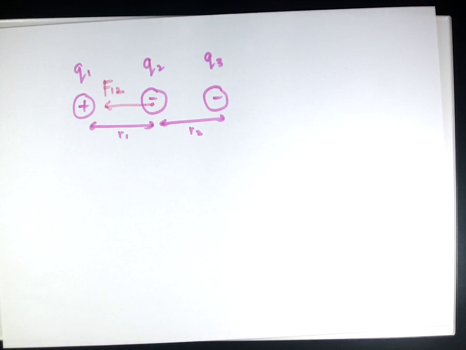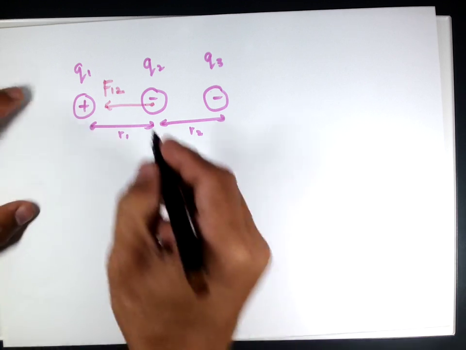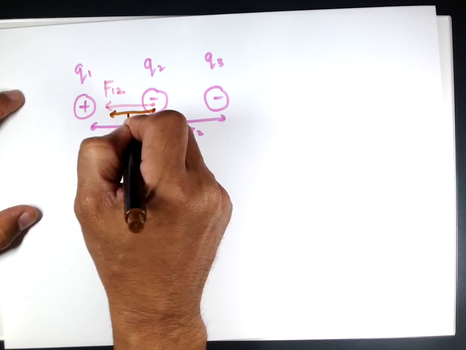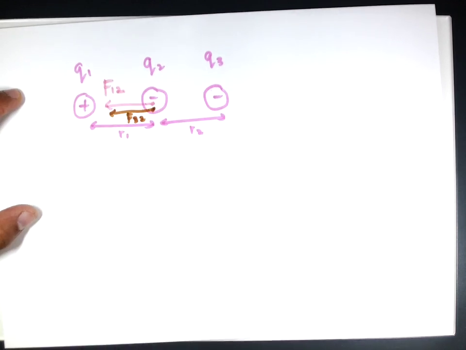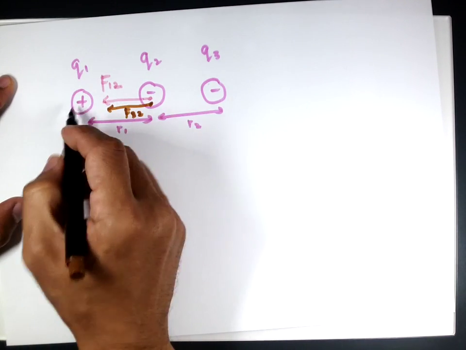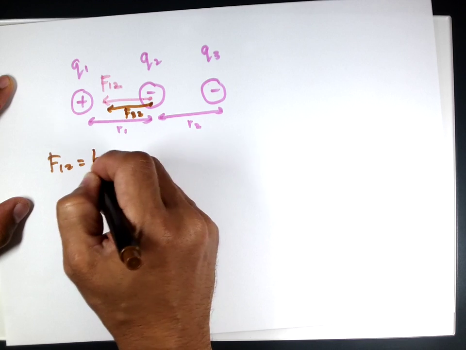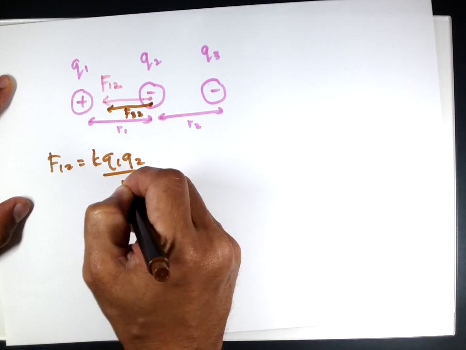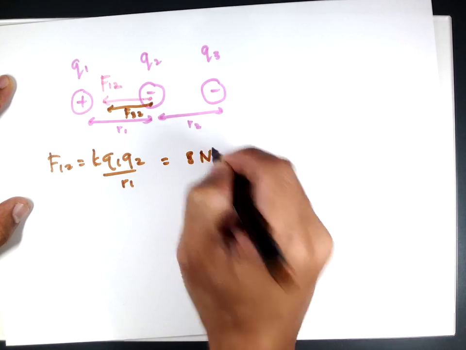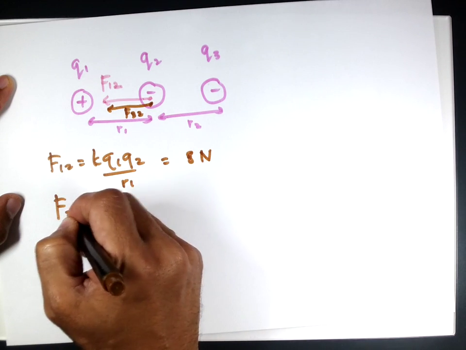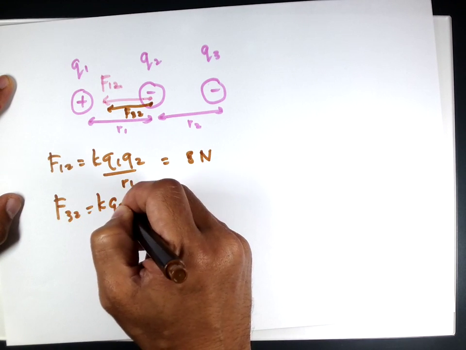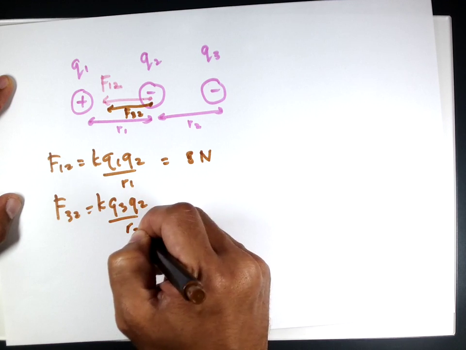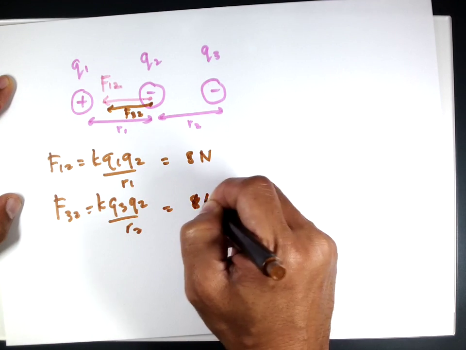Then Q3 acts on Q2. Where does Q2 go? To the right, or to the left? To the left. So F32 is also to the left. So we do the calculation. Substitute back: F12 equals K Q1 Q2 over R1 squared. Let's say you get 8 newtons. Then F32 equals K Q3 Q2 over R squared. Let's say you get 4 newtons.